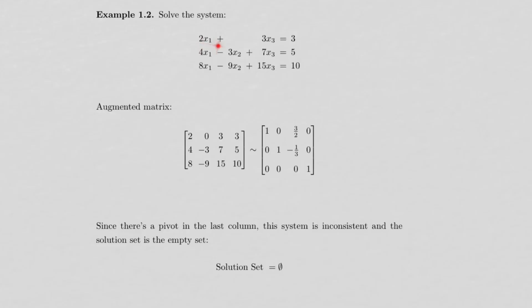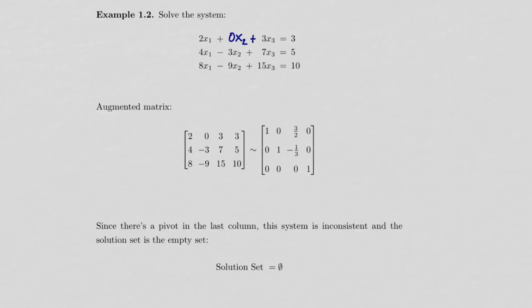Notice that in this first equation there's no x2 term, so I've left some space here between the x1 and x3 term for the x2 term. And in the beginning, if you want to, you can even write in 0 x2 there plus 3x3, just as a placeholder, so that you can just read the columns right off of your system. So when I write down the augmented matrix, I'll get 2, 4, 8, 0, minus 3, minus 9, 3, 7, 15, 3, 5, 10. There it is. Row reduce it on the computer. This is what I get. Got some fractions here. That's fine.